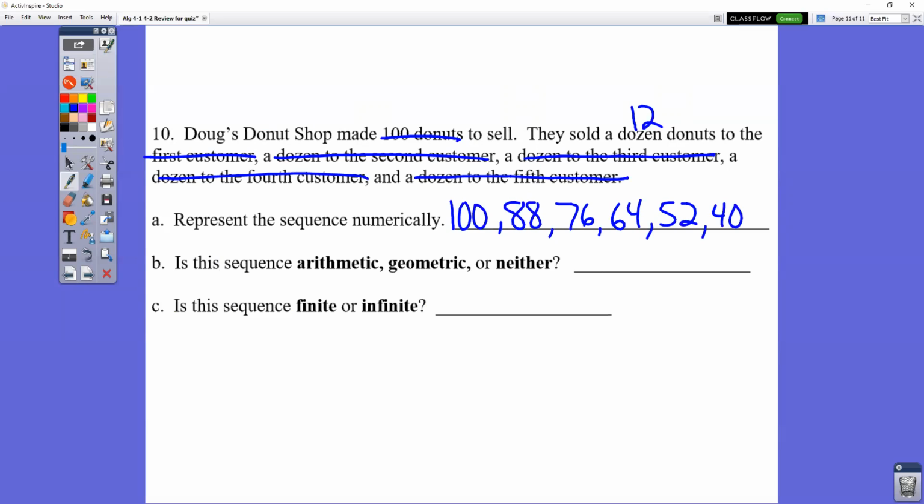That's what the pattern would look like. This is arithmetic because we are subtracting by 12 each time. Is it finite or is it infinite? This one is finite because eventually you are going to run out of donuts. We started with 100 donuts, so eventually we're going to run out. The pattern needs to stop once they sell their 100 donuts. That is what your 10 quiz questions look like.